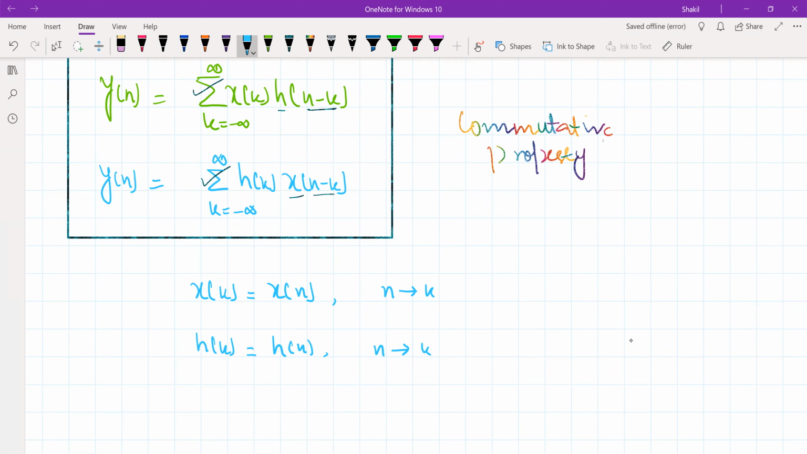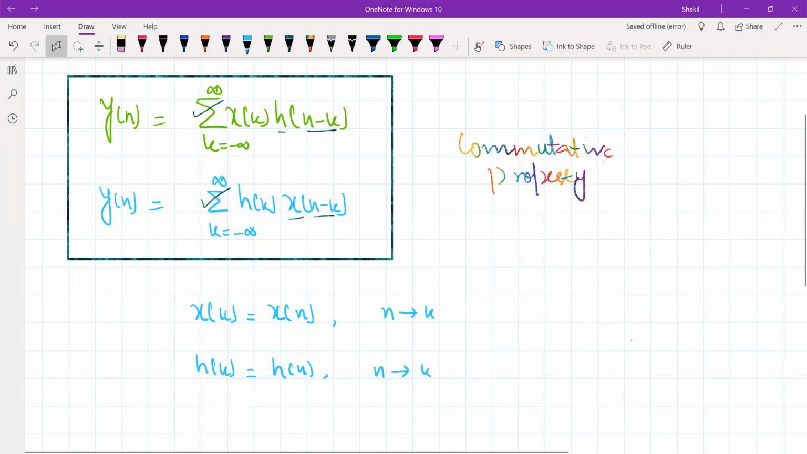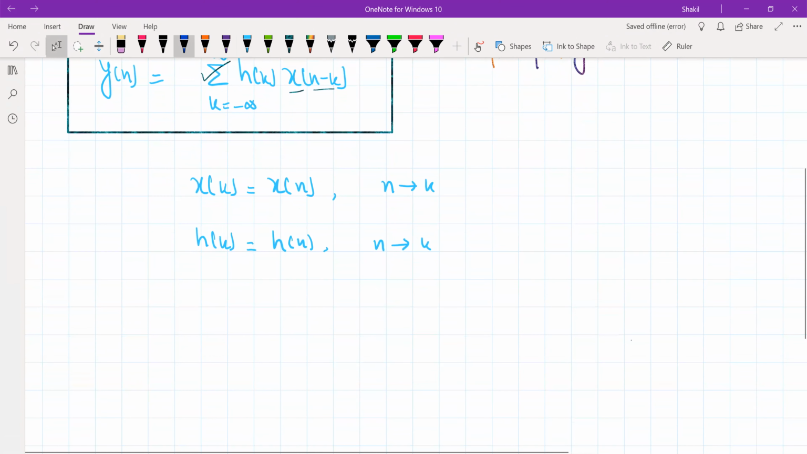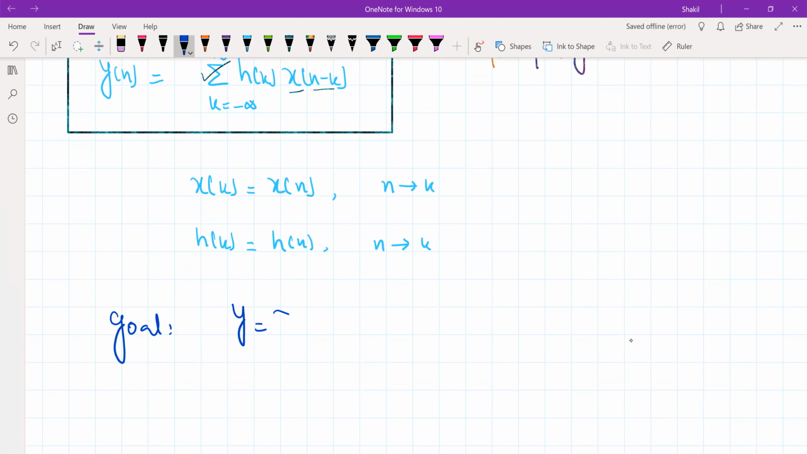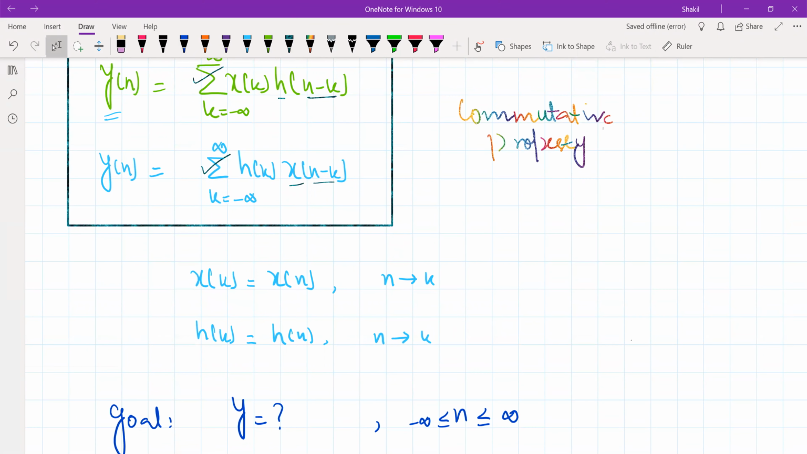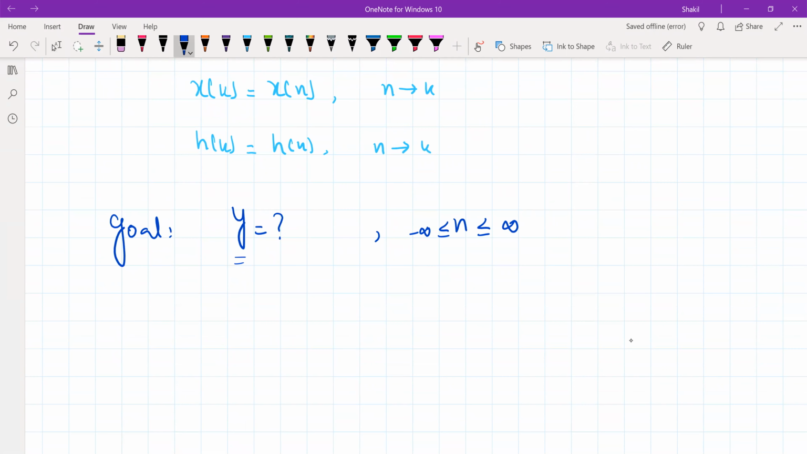All right. Now, have a look at these two summation formulas. What is the goal? First of all, the goal is to obtain y, meaning calculate. The goal in this convolution is to compute y for different values of n, and we want to obtain the value of y for all values of time. That means, what is the value of y as n goes from minus infinity to infinity. So our job is to compute the output, or simply the convolution between two sequences, for all values of time.